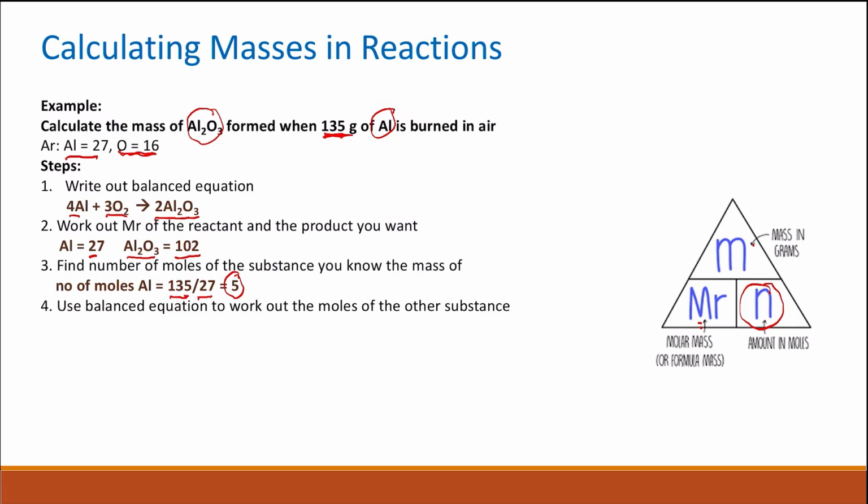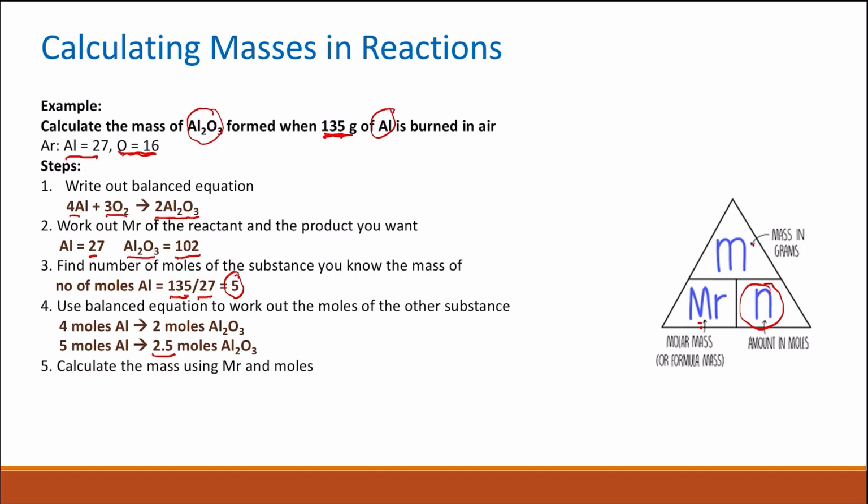Now we will use the balanced equation to work out the number of moles of the other substance, the product, which is aluminum oxide. We've seen in the balanced equation that 4 moles of aluminum gave you 2 moles of aluminum oxide. So if 5 moles of aluminum reacted, that will give you 2.5 moles of aluminum oxide.